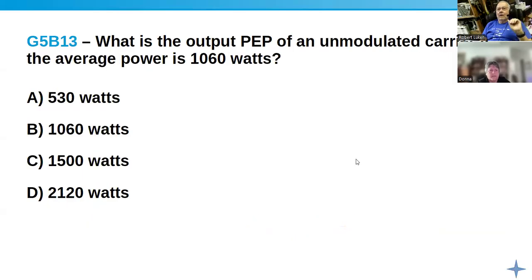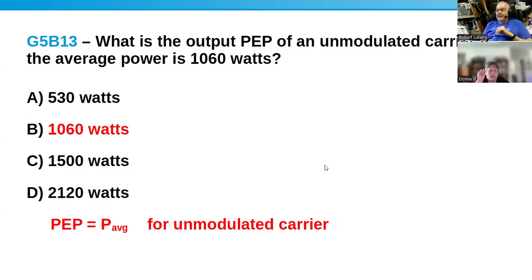Okay. Practice. What is the output peak envelope power of an unmodulated carrier if the average power is 1060 watts? Well, the unmodulated carrier was the one before, so it should be the same. So it should be the 1060 watts. They didn't trick you, did they? They tried.